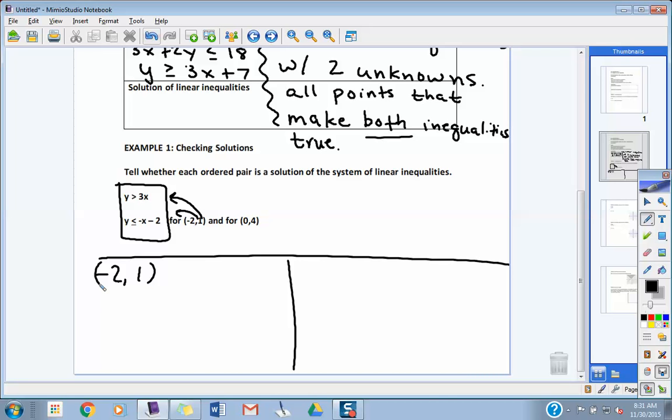Here we go. My first inequality: y is greater than 3x. So what are you going to plug in for the y value, guys? 1 greater than 3 times, what are you going to throw in for the x here? -2. All right, so my comparison is 1 greater than, what is 3 times -2, gang? Okay. That statement, 1 greater than -6, true or false? It's true. Positive is bigger than a negative, right?